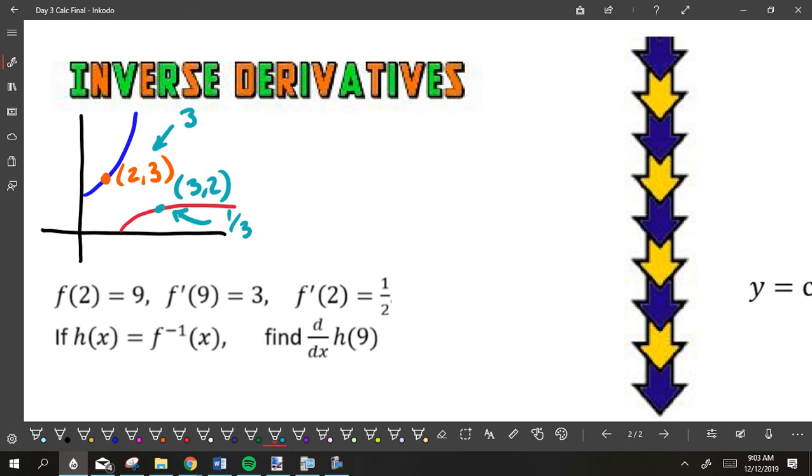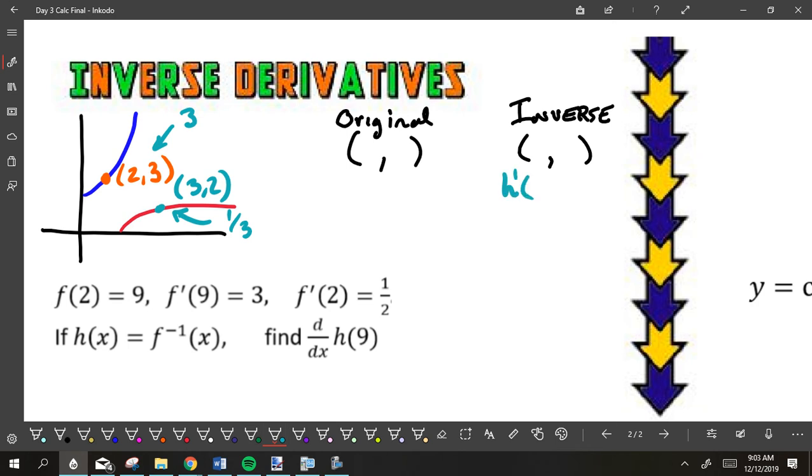So remember when we did these things, we got something like this. You would have an original ordered pair, and you would have an inverse ordered pair. And they would ask you a question like, find h prime at a. Okay, at some number, h prime at a. If I want to find h prime at a, what does that mean about my inverse ordered pair? What thing do I know? I know my x value is a. Let's just, for the sake of argument, say that my y value is b.